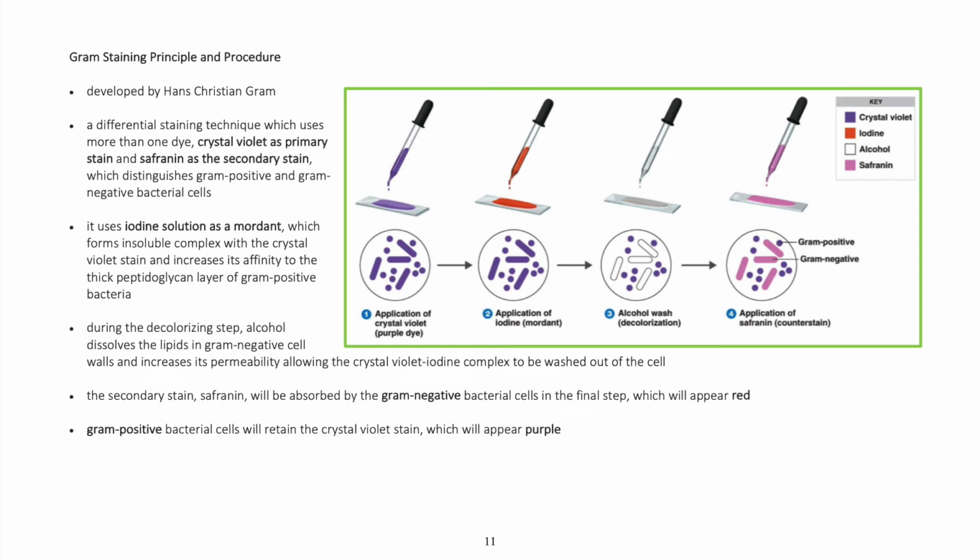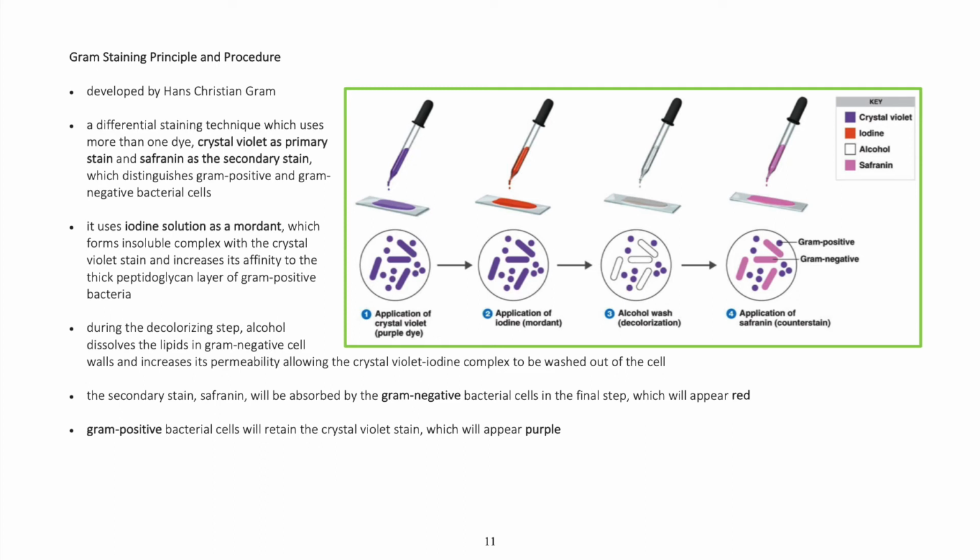Gram staining principle and procedure. Developed by Hans Christian Gram, it is a differential staining technique which uses more than one dye. Crystal violet is the primary stain, and safranin is the secondary stain, which distinguishes gram-positive and gram-negative bacterial cells. It uses iodine solution as a mordant, which forms an insoluble complex with the crystal violet stain and increases its affinity to the thick peptidoglycan layer of gram-positive bacteria.